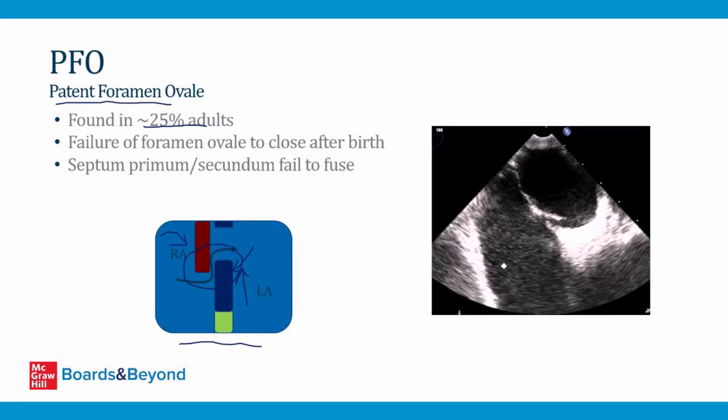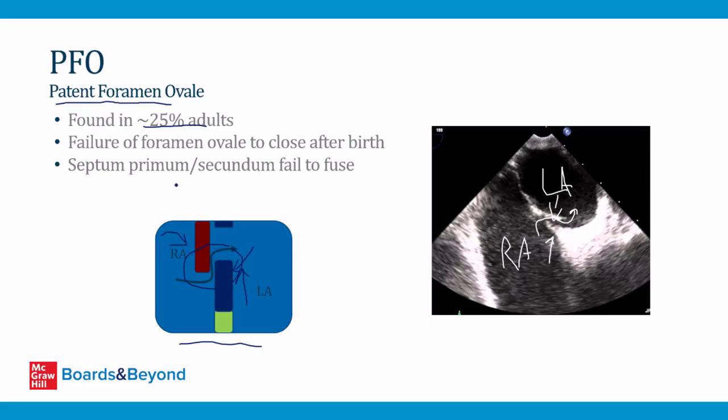If you look at this ultrasound image on the screen here, this is the right atrium here, this is the left atrium here, and this is the PFO right here. This is the septum primum right here, this is the septum secundum here, and they haven't come together and fused. So this person whose heart has this echo image is one of the 25% of adults who has a PFO.